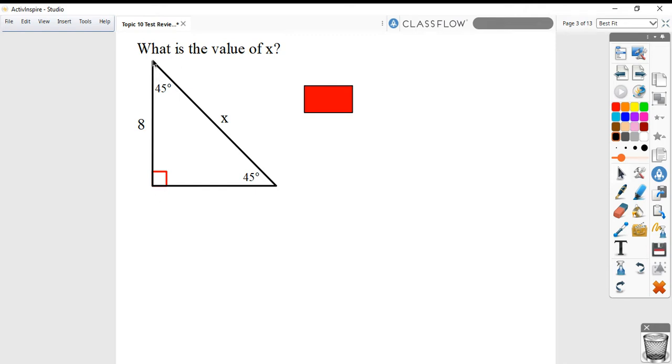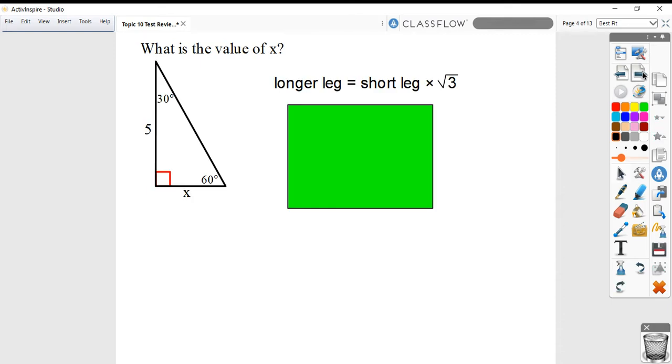First off, both of the legs are the same. So if this leg is 8, this leg is also 8. And the length of the hypotenuse is whatever the leg is, times the square root of 2. So if the leg is 8, then x is going to be 8 square root 2.